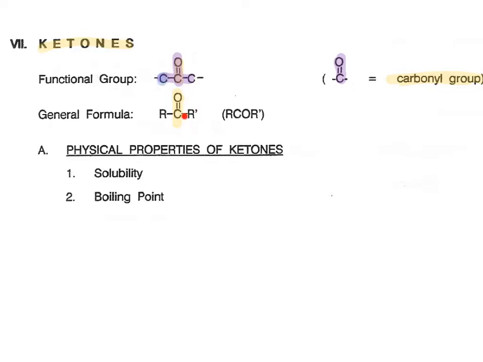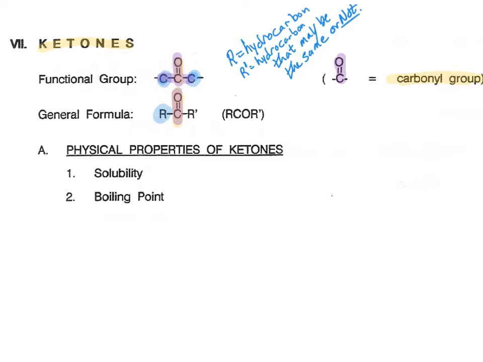We have a general formula for ketones that has R, which again stands for hydrocarbon chain, C double bond O, and then R prime, which again stands for a hydrocarbon chain that may or may not be the same as the one on the other side. The condensed structural formula is RCOR prime. In this case, remember that the C double bond O is not easily observed, but if you count the number of bonds that should be on the carbon, you'll find that you need to have a double bond to that oxygen.